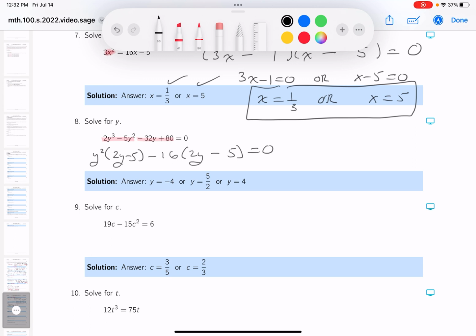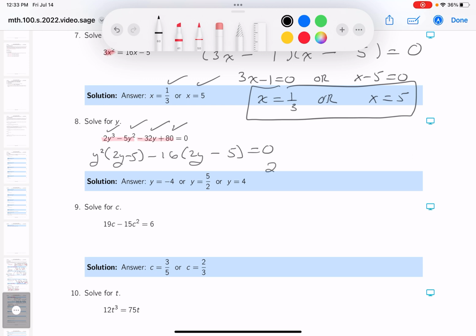Before I go on, I want to just emphasize that it may pay to check what you just wrote down, by multiplying it out. In your head, by the way. So y squared times 2y is 2y cubed. Y squared times minus 5 is minus 5y squared. Minus 16 times 2y is minus 32y. And minus 16 times minus 5 is actually going to be plus 80. Works beautifully.